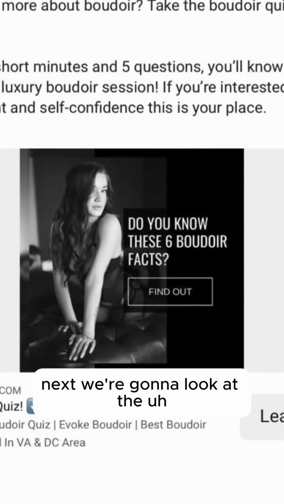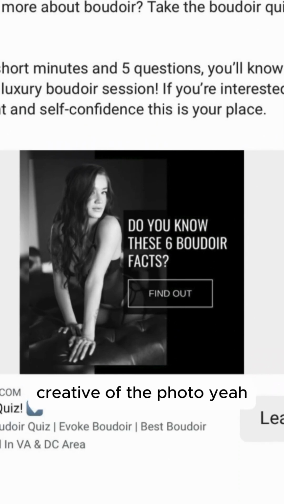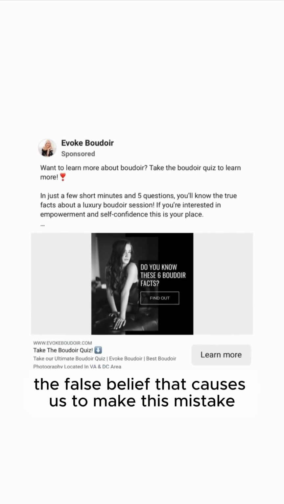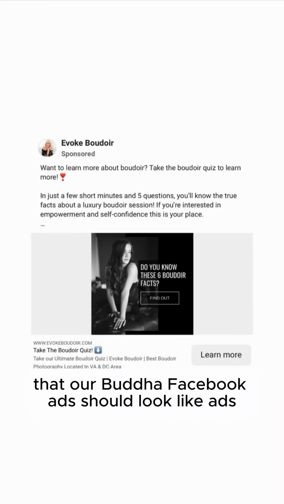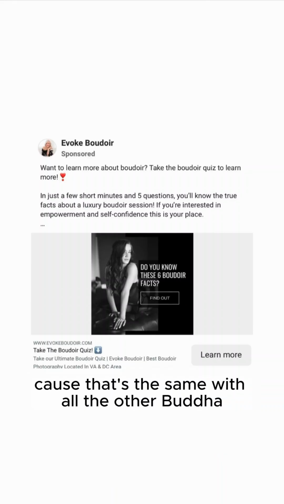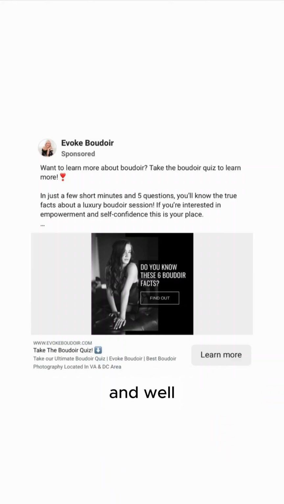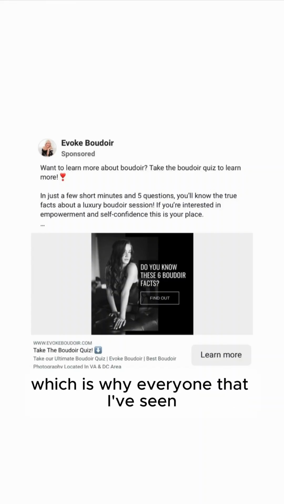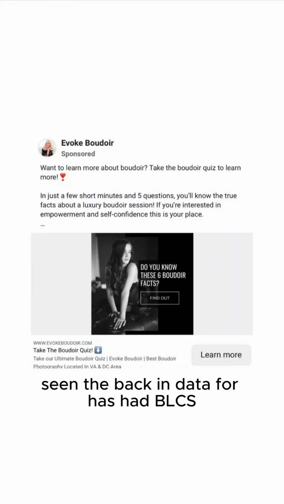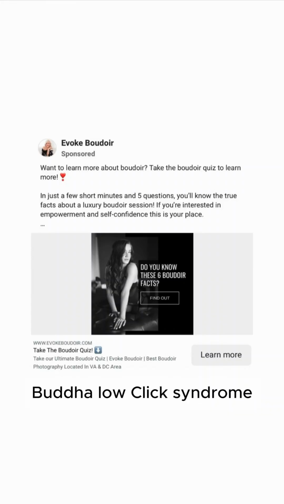Next, we're going to look at the creative of the photo. This is the looks-like-an-ad mistake. The false belief that causes us to make this mistake is that our Boudoir Facebook ads should look like ads, because that's the same as all the other Boudoir Facebook ads we've seen. That's because everyone's making the same mistakes, which is why everyone whose backend data I've seen has had BLCS, Boudoir low click syndrome.